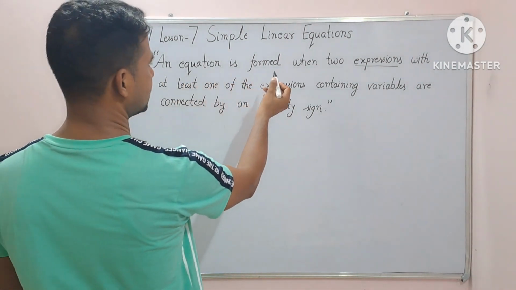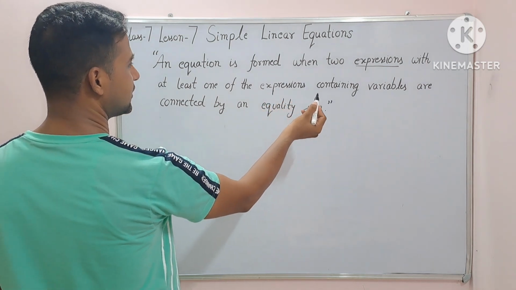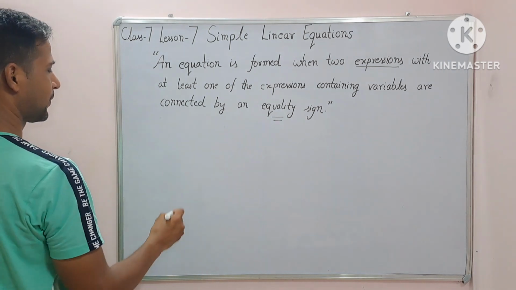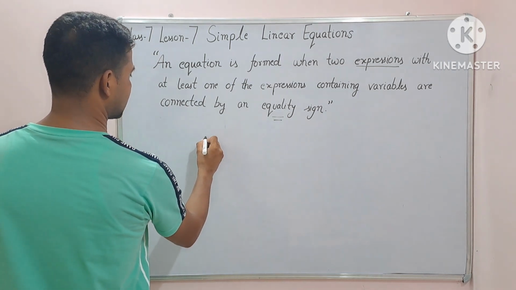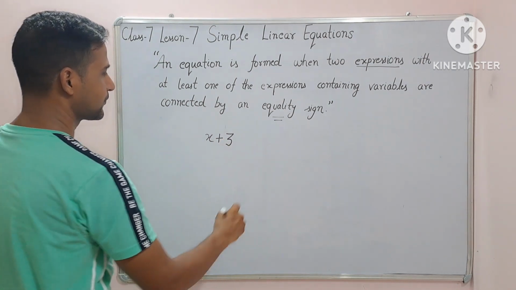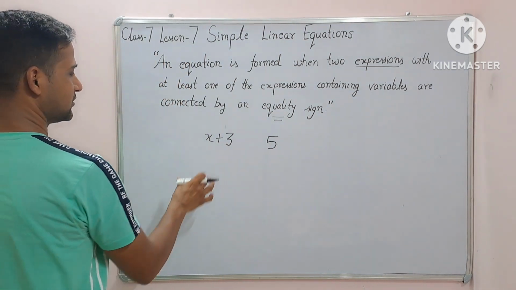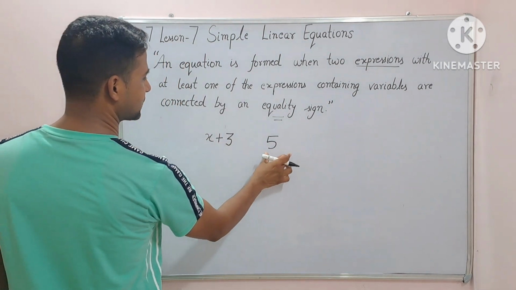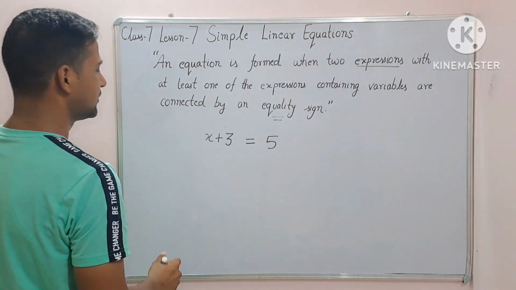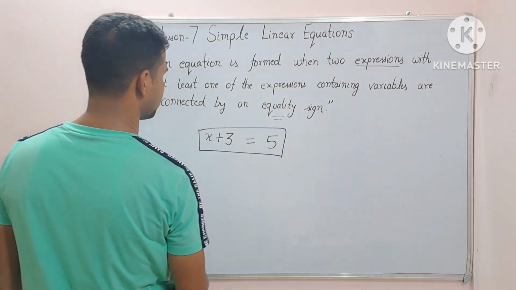An equation is formed when two expressions, with at least one of the expressions containing variables, are connected by an equality sign. Suppose we have an expression x plus 3. This is an expression. 5 is also an expression. This expression contains one variable, this expression contains no variable. If these are connected by an equality sign, this is called an equation. Simple.